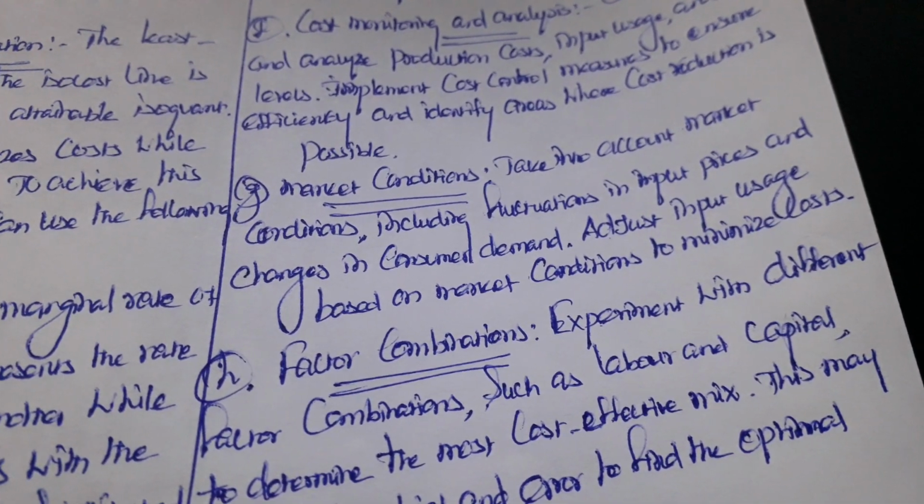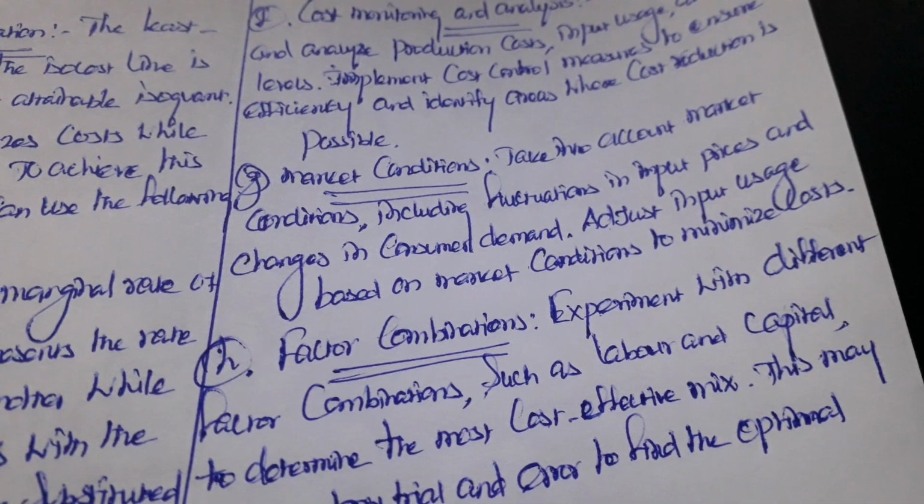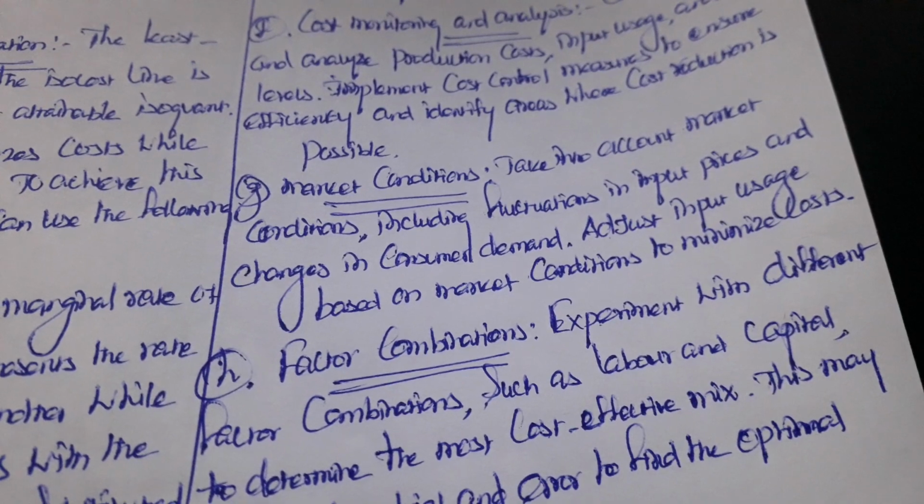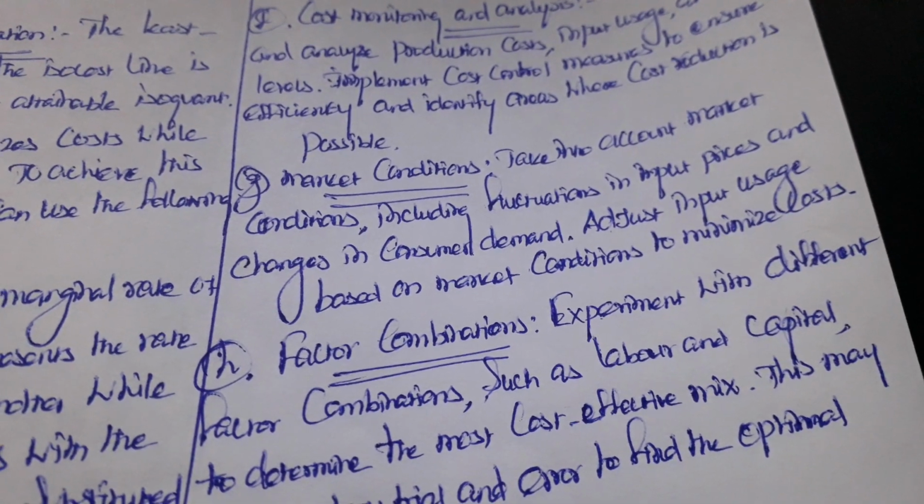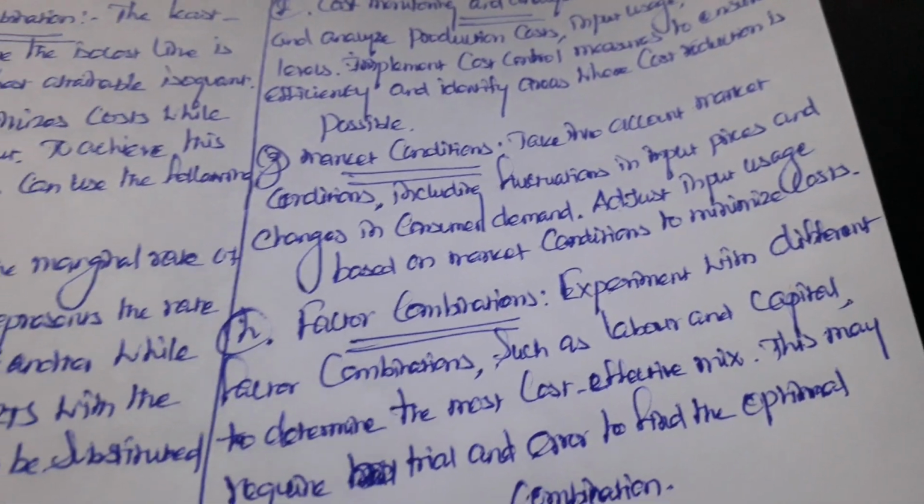Next strategy is market conditions. Take into account market conditions including fluctuations in input prices and changes in consumer demand. Adjust input usage based on market conditions to minimize costs.